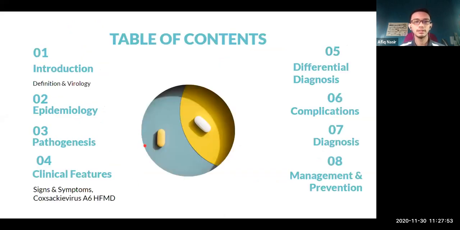Okay, so here is the table of contents of my presentation today. Firstly, I'll be giving a brief introduction of the disease itself, followed by the etiology or the virology of hand, foot, mouth disease, and then epidemiology, pathogenesis, and clinical features, which include the signs and symptoms, and also a variant of hand, foot, mouth disease, which is Coxsackie virus A6 HFMD. Then the differential diagnosis, followed by its complications, and also how to diagnose hand, foot, mouth disease, and lastly, the management and prevention of hand, foot, mouth disease.